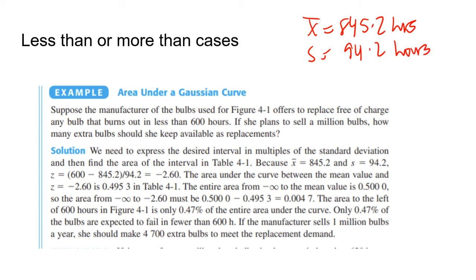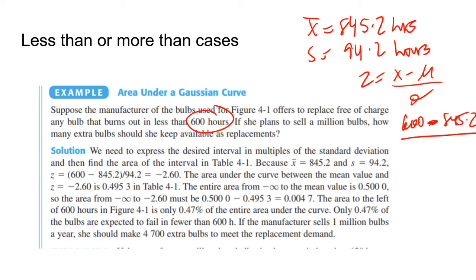And then for the z-score, remember, I just do it like this: x minus the mean, over the standard deviation. Usually the x in here is what's given to you. So that's 600. And the population mean is basically the dead center of your Gaussian curve, so that's 845.2 according to this problem. Then the standard deviation is 94.2, so you're essentially just plugging in. After that, you get a z-score of negative 2.60.